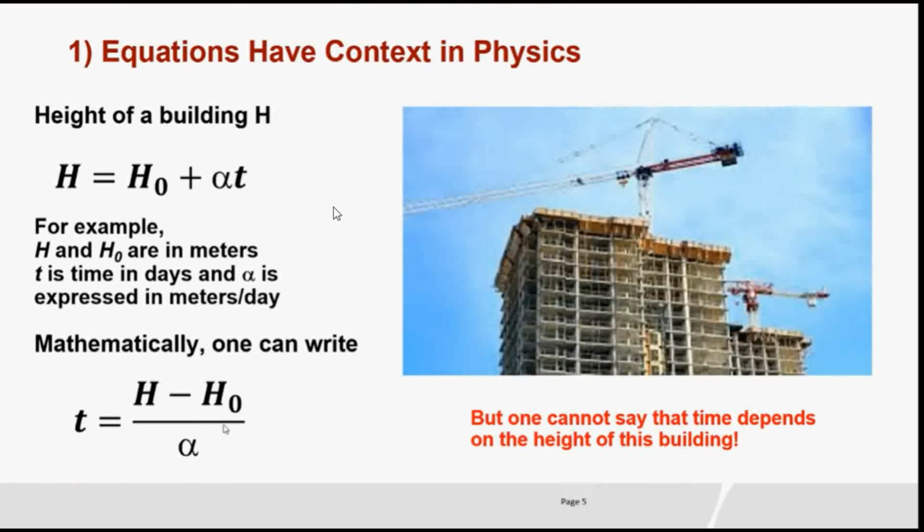I cannot take this equation and say that time itself is a function of the height of the building. This makes no sense. Like if the building construction stops, it means time stops. If the construction is faster, it means time goes faster. No. So there's a context in an equation. Here in this equation, time is an independent variable that is not an output. It is an input of my equation. The output is the height of the building.